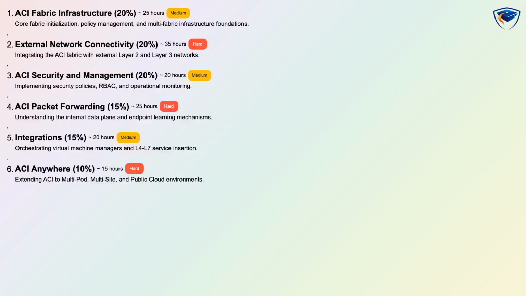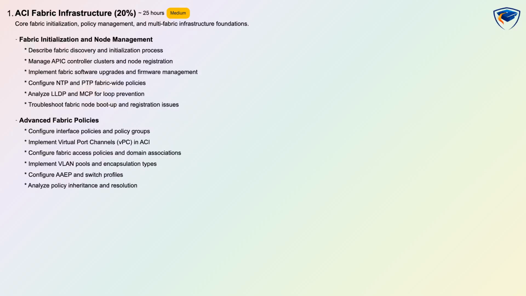lab time accordingly. ACI fabric infrastructure is worth 20% and is rated medium difficulty with about 25 hours of study recommended and conceptual plus scenario-based assessment. You will learn fabric initialization, how APIC controller clusters register and recover, and node management tasks like software upgrades, NTP and PTP policies. The domain covers interface and advanced fabric policies including vPC, VLAN pools, AAEP, switch profiles and how policy inheritance and resolution affect operational behavior.